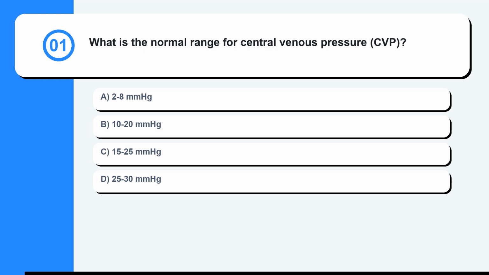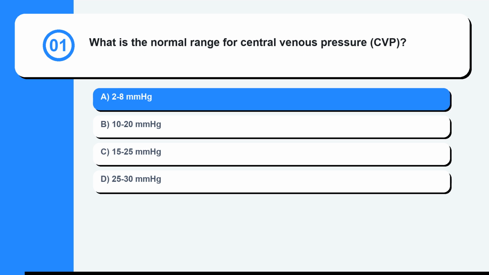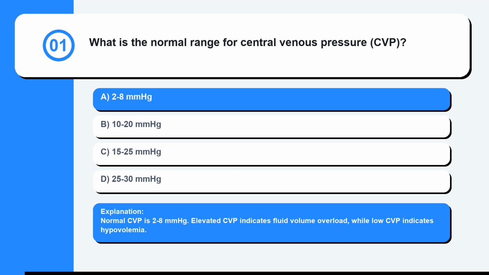Question 1. What is the normal range for central venous pressure, CVP? A. 2 to 8 mmHg. B. 10 to 20 mmHg. C. 15 to 25 mmHg. Or D. 25 to 30 mmHg. The correct answer is A. 2 to 8 mmHg. Normal CVP is 2 to 8 mmHg. Elevated CVP indicates fluid volume overload, while low CVP indicates hypovolemia.